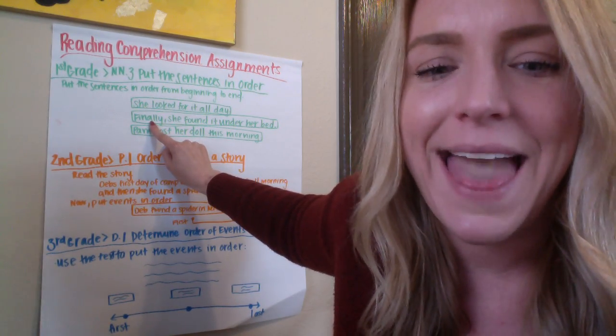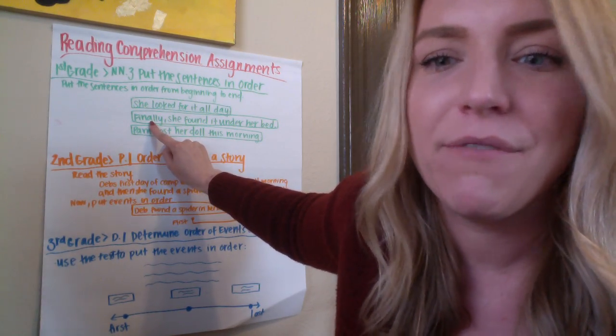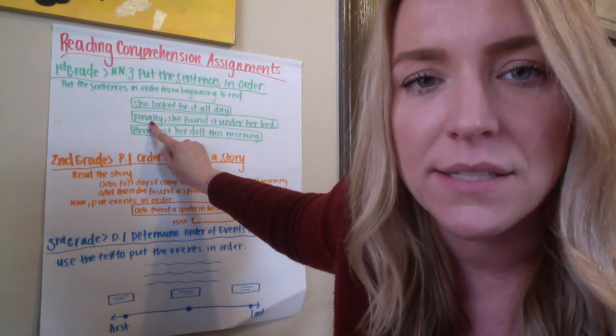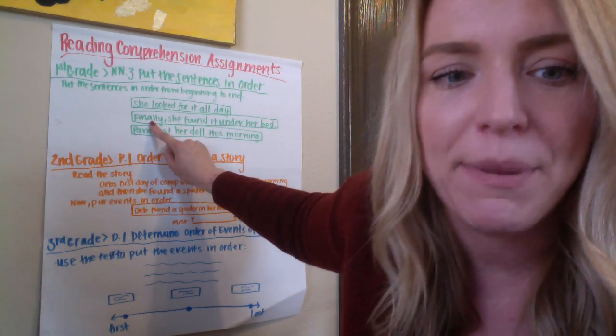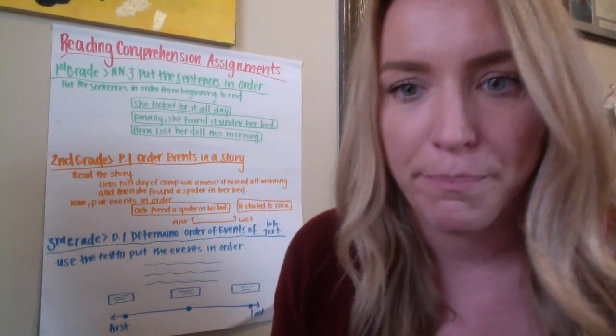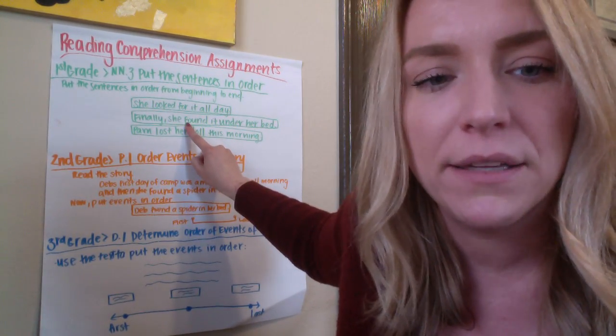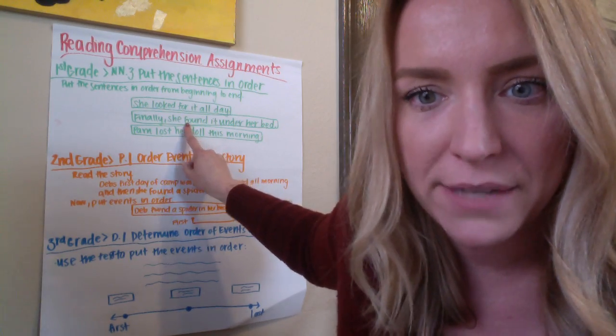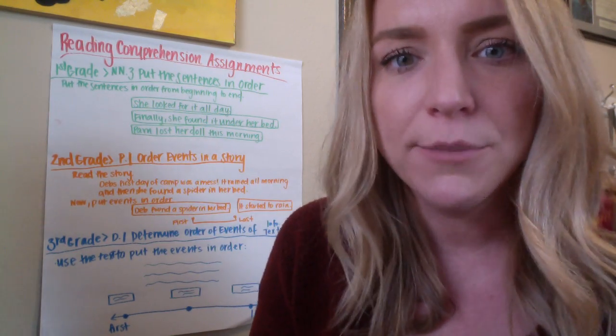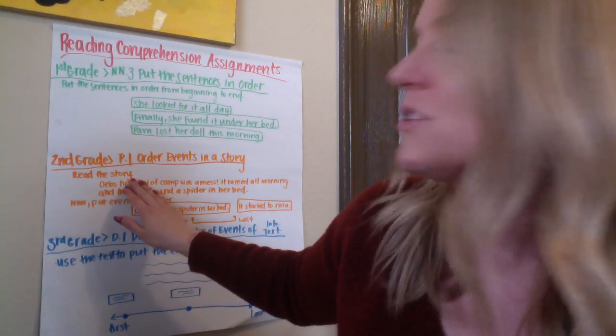Finally is typically going to come at the end of something, right? Finally means it's the finale, it's the finisher, it's the last thing that's going to happen. So finally, she found it under her bed. So first, Pam lost her doll, then she looked for it all day. Finally, third, she found it under her bed. So that would be the order there.